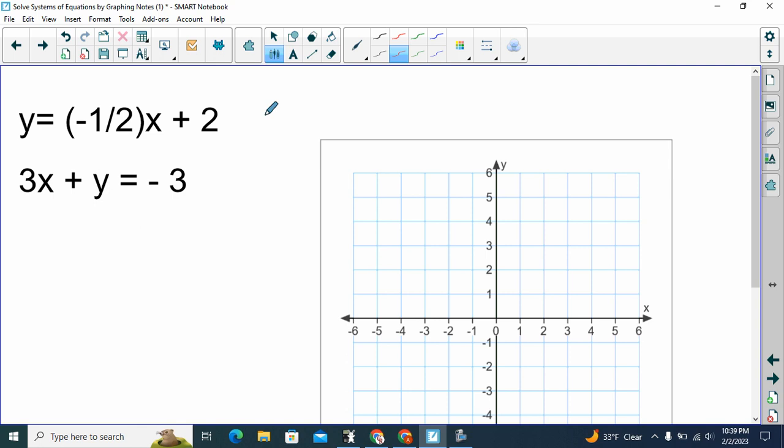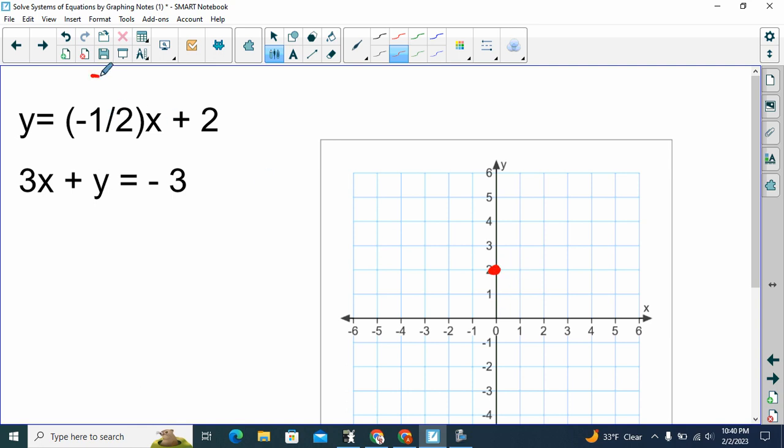Example 3, y equals negative 1/2 x plus 2, and 3x plus y equals negative 3. Let's graph our lines. First one's slope is negative 1/2. Y-intercept is 2. Always graph the y-intercept first.